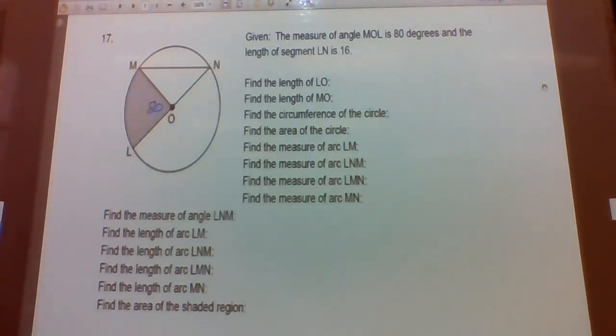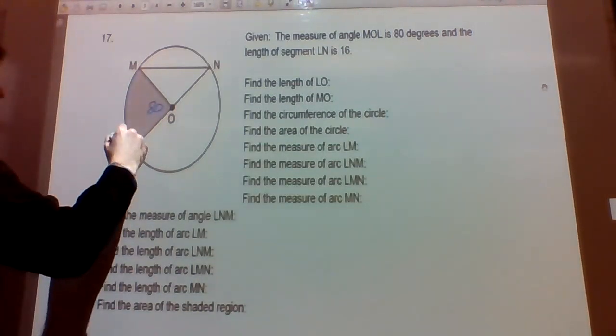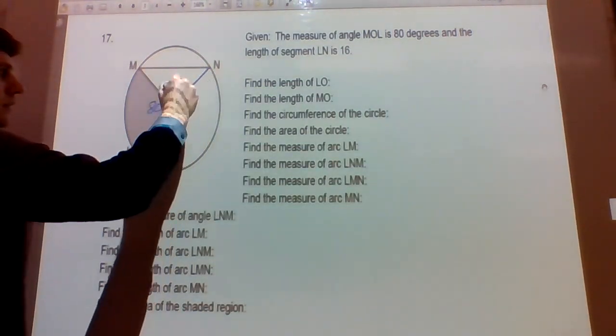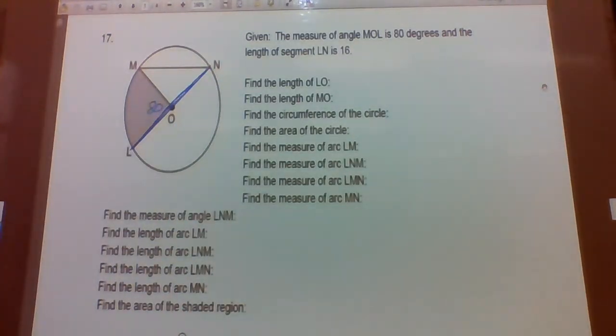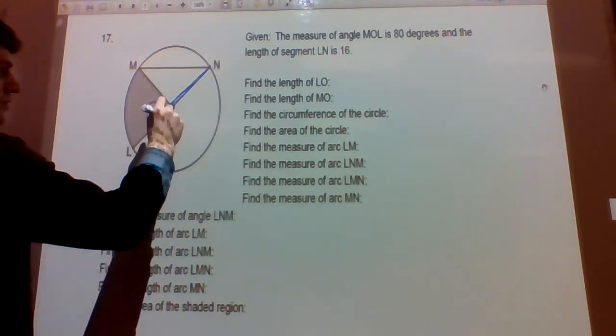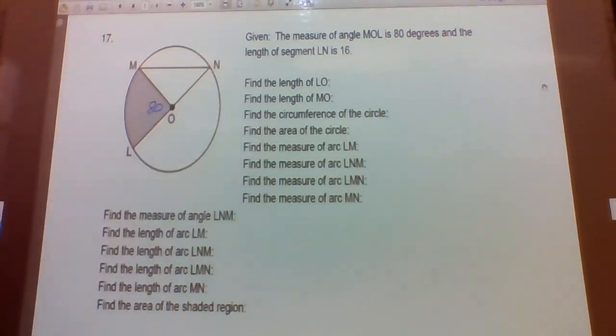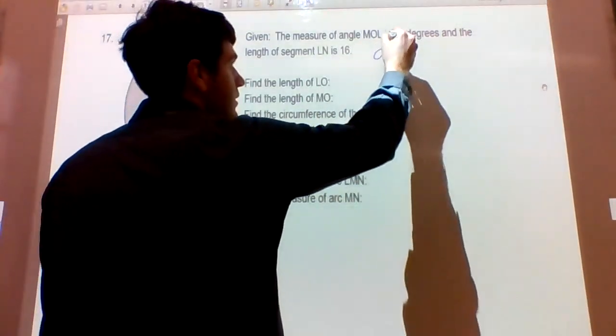And the length of segment LN is 16. So here's segment LN. The length of that segment is 16. We should notice that LN is a diameter. It is a chord that goes to the center. It goes across the whole circle. It splits the circle in half. However you want to look at it, it is a diameter. So our diameter is 16.